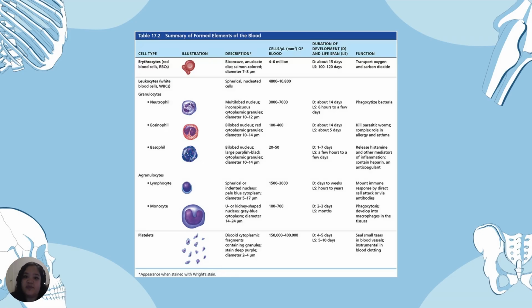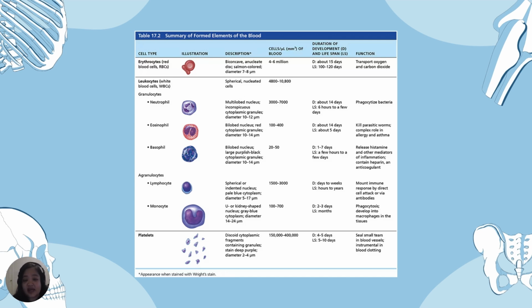Your leukocytes are basically your white blood cells. These cells do have nuclei and they do have organelles. There are two major types of leukocytes: granulocytes, which have granules, and agranulocytes, which lack granules. There are three types of granulocytes. We have neutrophils, eosinophils, and basophils.